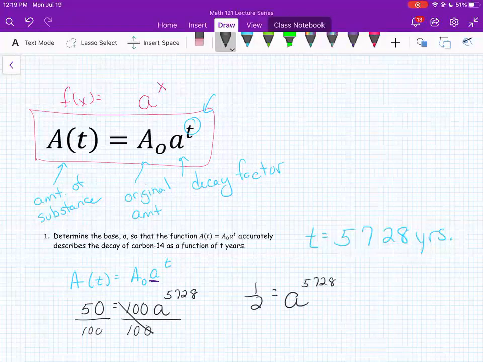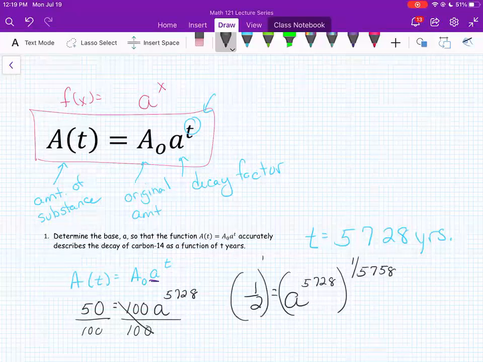Now here's the part where it gets a little bit tricky. We have to get rid of that exponent of 5,728. So to do that, we're going to raise this to the 1 over 5,728th power. But what we do to one side, we must also do to the other. And this should be a 28 here.